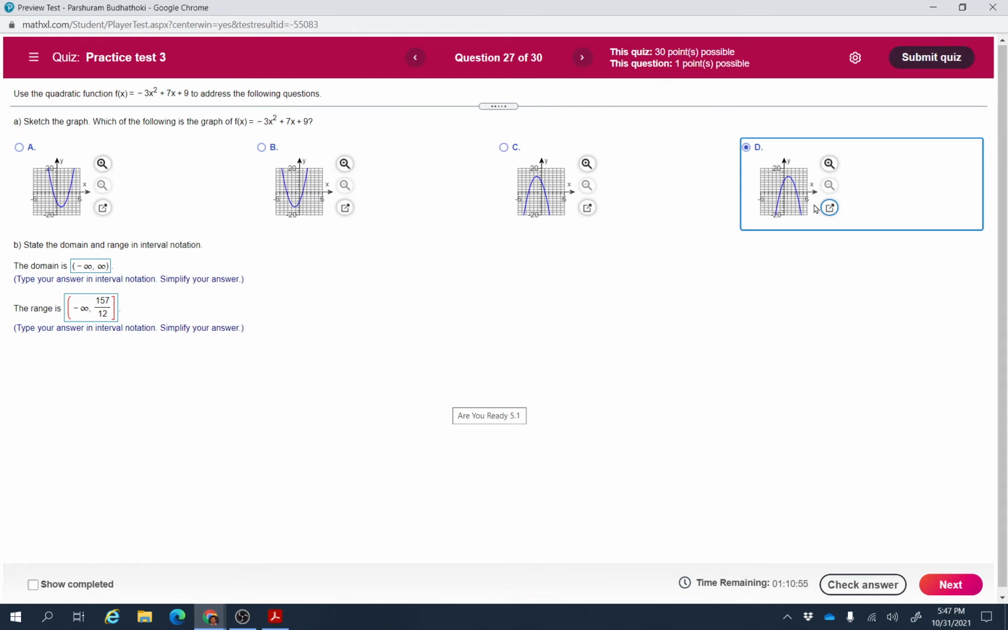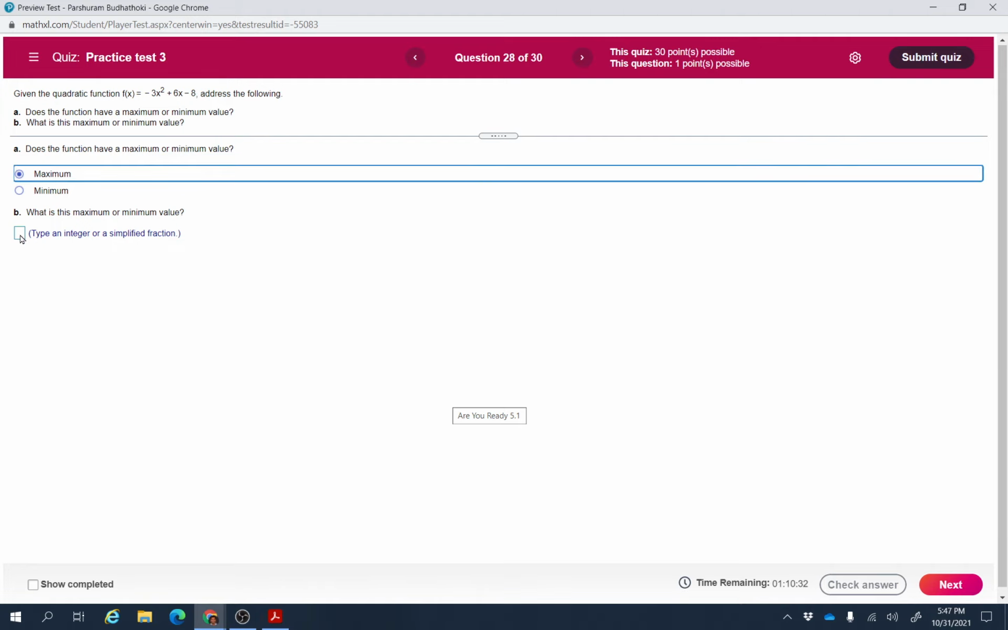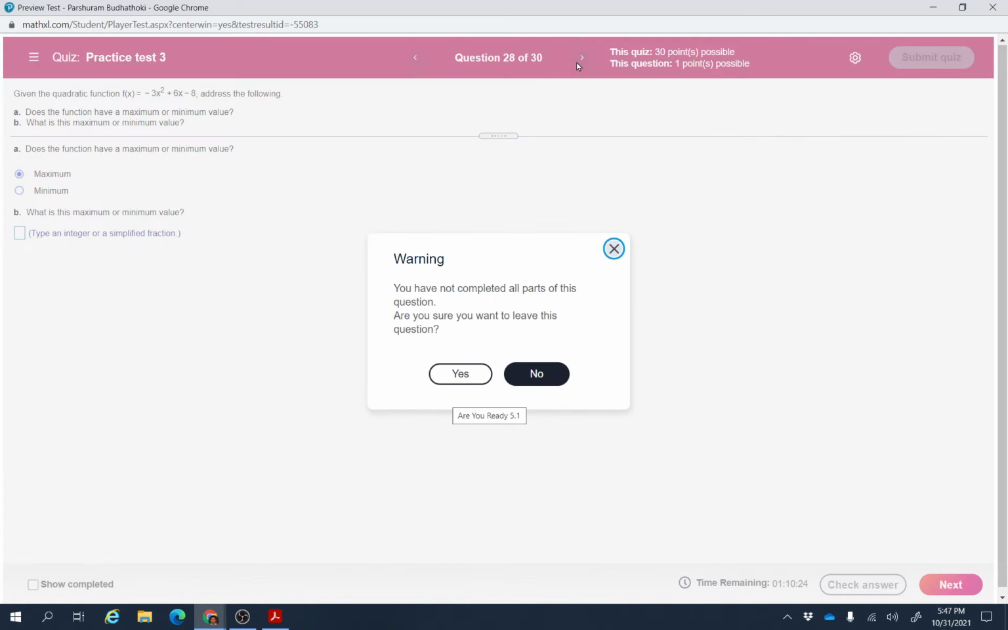So to answer this question, we need to find the vertex. The only way we can answer this question is by finding the vertex. Again, for a quadratic function, maximum or minimum, we can find out the vertex, and if it's concave down, there will be a maximum. We need to answer this question by finding the vertex. I'm not going to find the vertex one more time for the similar question, so I'm going to skip it.